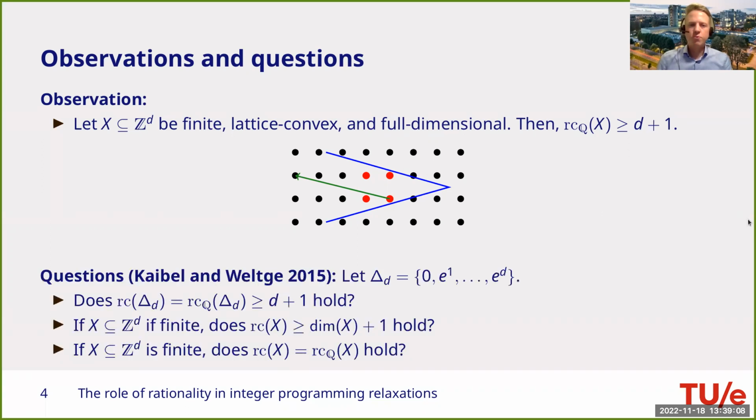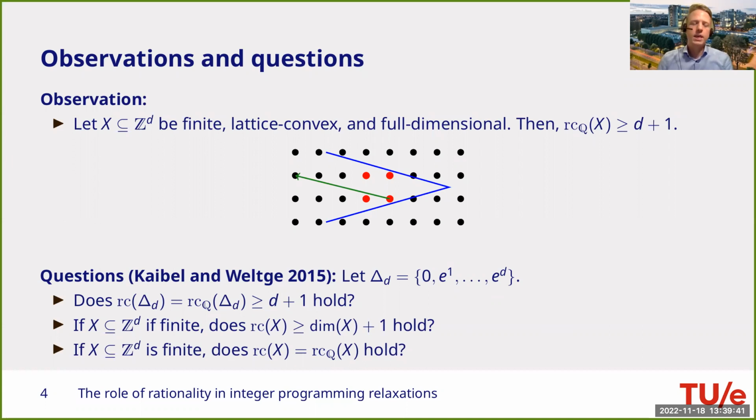And motivated by this result, I want to mention 3 questions posed by Kaibel and Weltge in 2015, which mainly consider a very special set of points X, namely Delta_d, which is the vertex set of the standard simplex. So the origin and the d canonical unit vectors. And they were wondering whether for this particular set of points, the relaxation complexity and the rational relaxation complexity are the same, and in particular whether both are at least d plus 1.